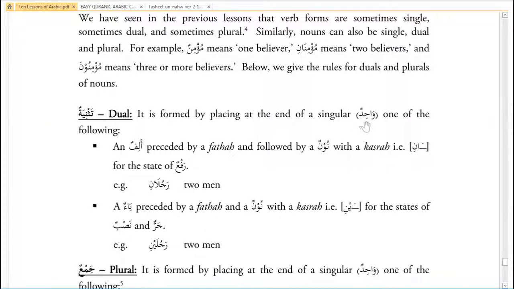You take singular form, which is واحد, you add at the end ألف and نون. And noon would have kasra, so ani. In the state of rafa, it will be rajulani. In the state of rafa, you have studied the states. We have three states: rafa, nasab, and jar. So in the state of rafa, it will be rajulani.